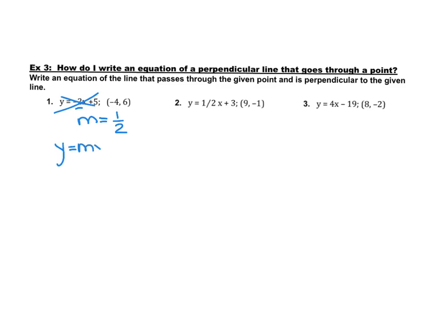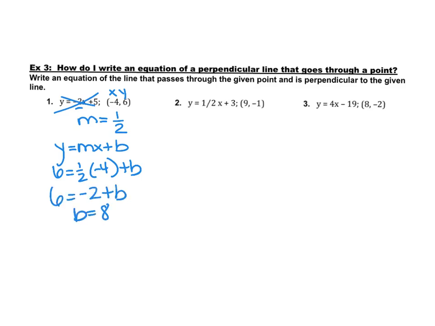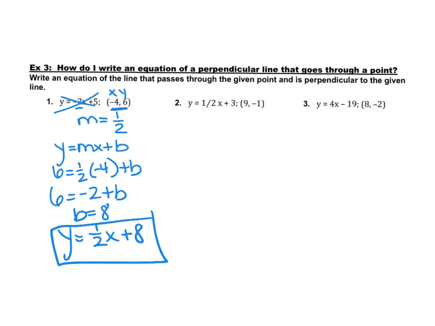So y is equal to mx plus b, and I have my x and my y. I'm going to take 6 is equal to, my slope is 1/2 times our x, which is -4, plus b. So 6 is equal to -2 plus b, and b is going to be equal to 8. So we have y is equal to 1/2 x plus 8. This is an equation that will be perpendicular to y is equal to -2x plus 5, and it's also going to go through this point, -4, 6.